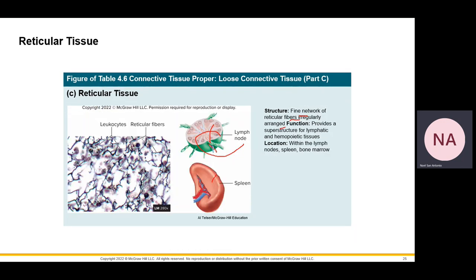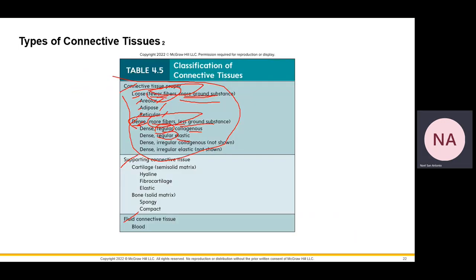So we have just finished the connective tissues, or rather, connective tissue proper. We are done with that. So let us now go to the next subclassification, which is the supporting connective tissue. Under supporting connective tissue, you have your cartilage and your bone tissue. Okay? Cartilage tissue has a semi-solid matrix, while bone tissue is composed of a solid and hard matrix.